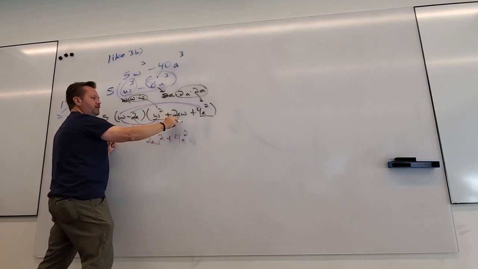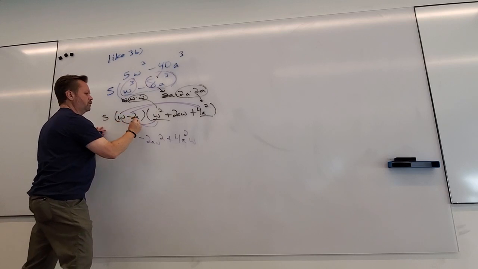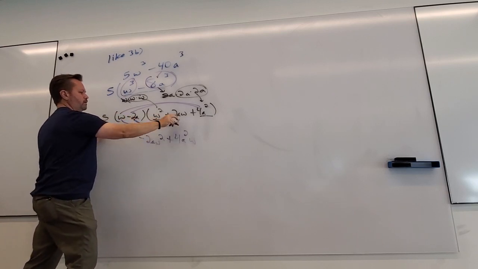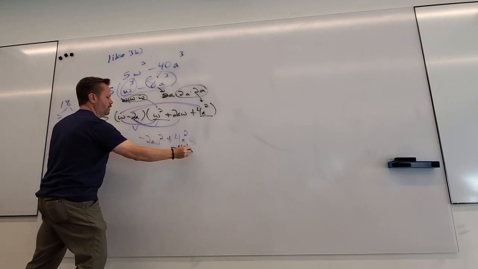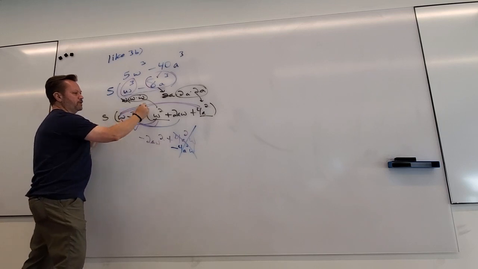Now, if I look at what this does, watch what that guy does. What's negative 2a times 2aw? Negative 4a squared w? Minus 4a squared w, die. Huh? What is w times 2aw?